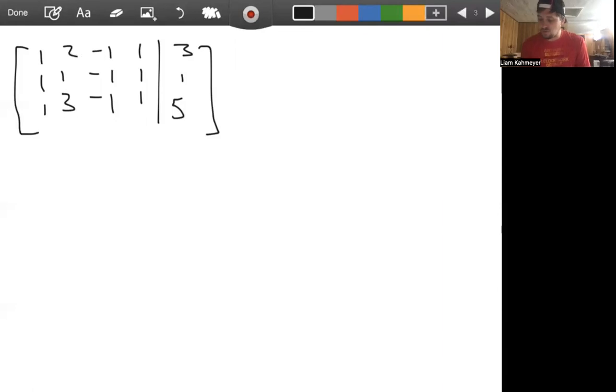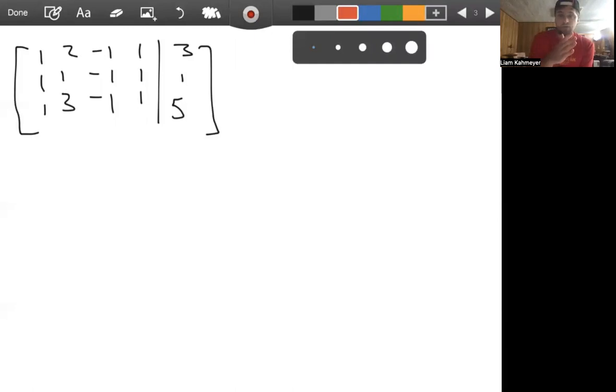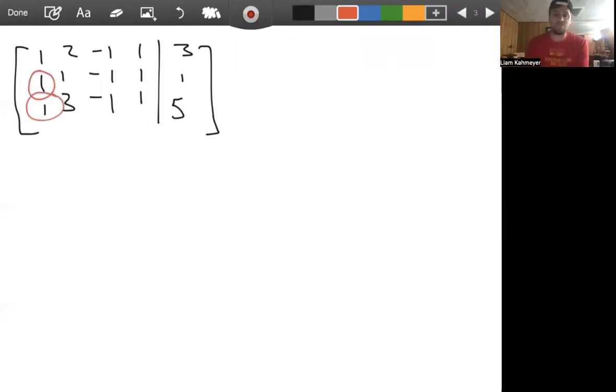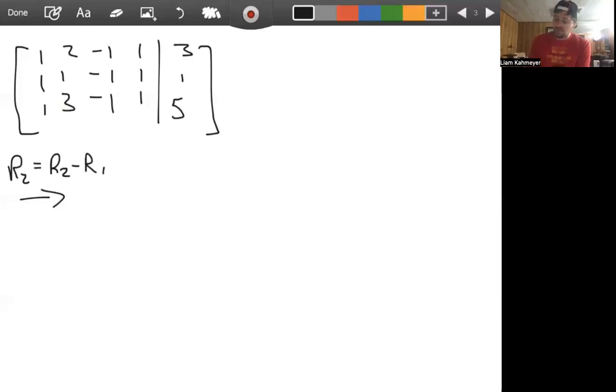How do we put things in reduced row echelon form? Well, we start in the leftmost column, right? And we want to make all entries below that 1 a 0. So we want to make these entries a 0. That's our first step. So how could we do that? Well, we could do that by saying, let's replace row 2 by row 2 minus row 1. And then if we wanted to make a 0 in the row 3 spot for the leftmost column, we could say row 3 is going to be replaced by row 3 minus row 1.